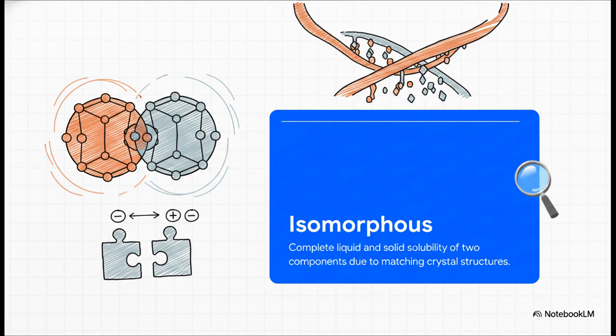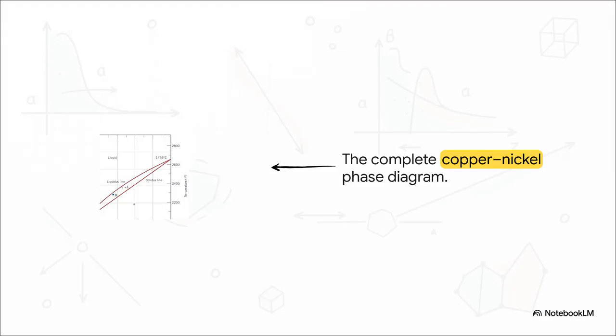Basically, they're the perfect metallic match. Imagine a map for copper-nickel where temperature goes up the side and the weight percent of nickel runs along the bottom from 0 to 100. Up top, above the liquidus line, everything is a glowing molten liquid. Down below, under the solidus line, everything is a solid alpha phase.